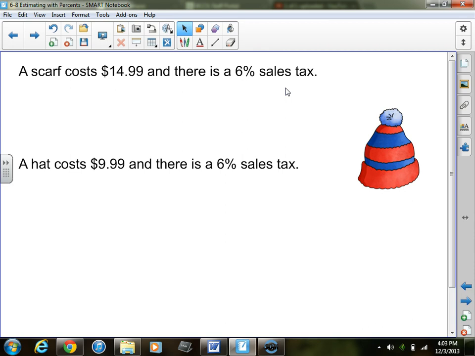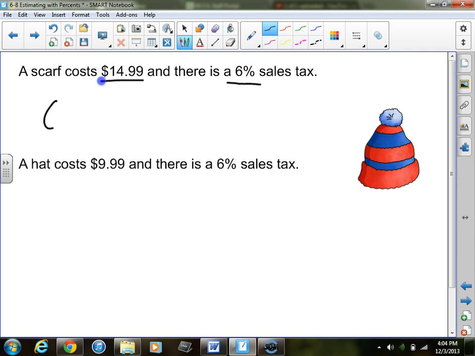So now we've gone over the basic idea. Now we just need to see how it works. You see at the very top, it says right there, a scarf costs $14.99, and there is a 6% sales tax. I'll underline those two numbers on purpose. Those are the numbers we're going to be dealing with. First of all, I want to emphasize this: we can say that the government adds on 6% of $14.99. That's going to be the sales tax.